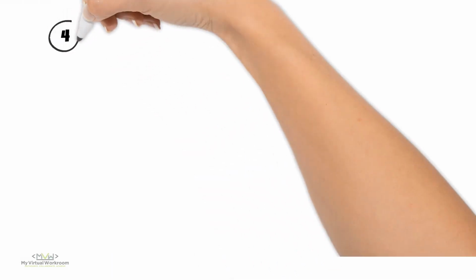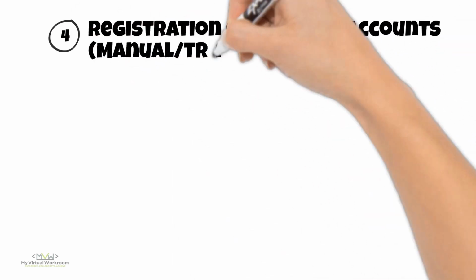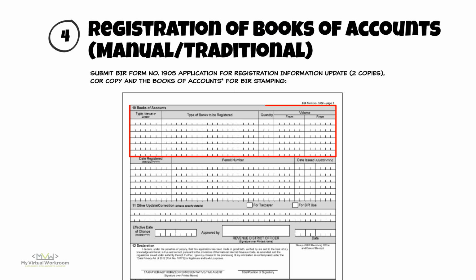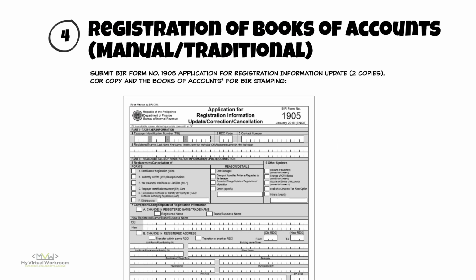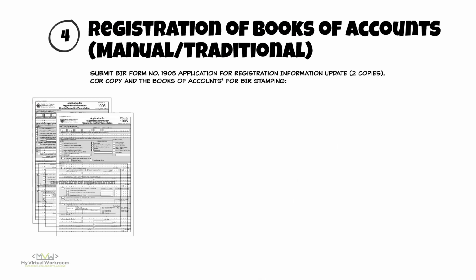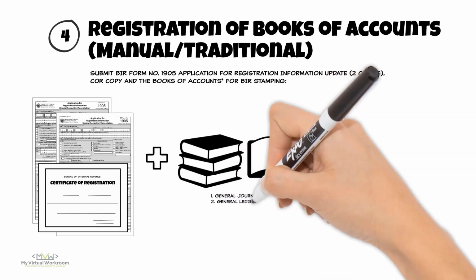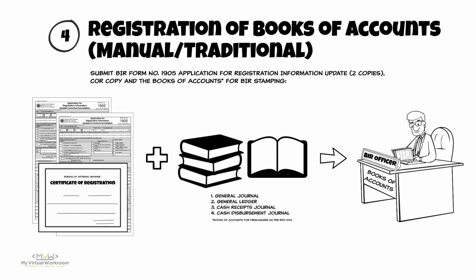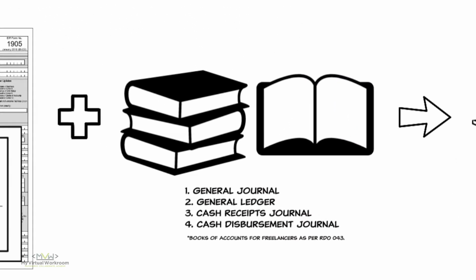The fourth and the last step is to register for manual books of accounts. You will need to fill out BIR Form 1905 Application for Registration Information Update and indicate the type of books you will register. Submit this form in duplicate, a copy of your COR, and the books for registration to your RDO. As per RDO 43, I need to register 4 books for my business: General Journal, General Ledger, Cash Receipts Journal, and Cash Disbursement Journal.